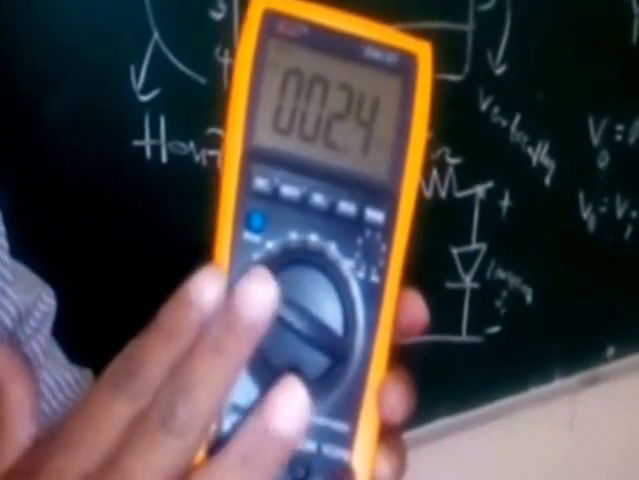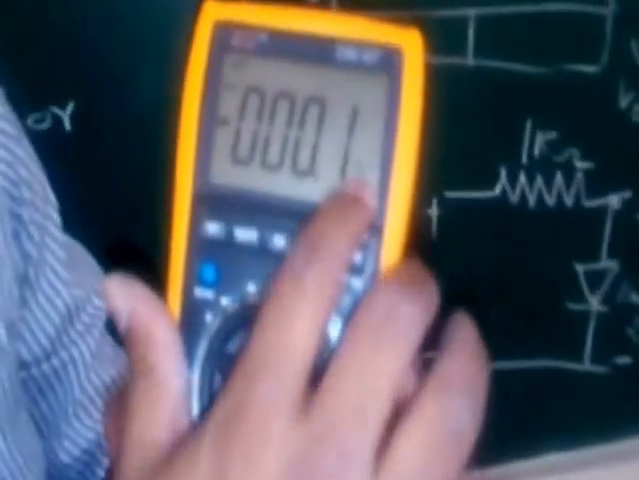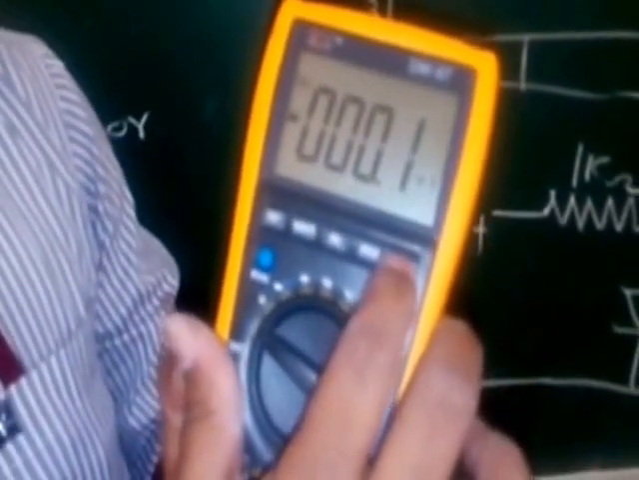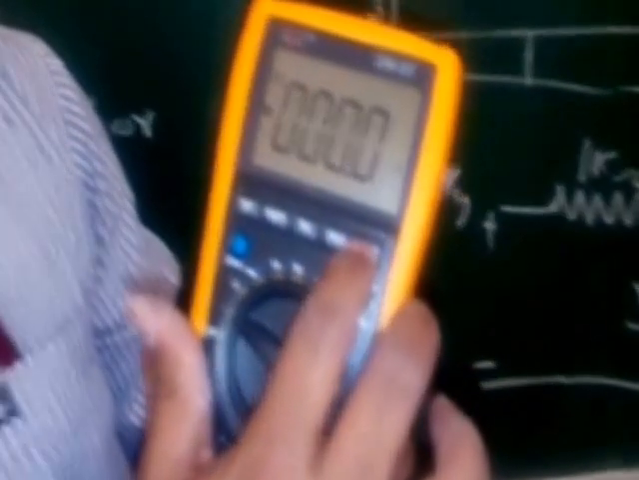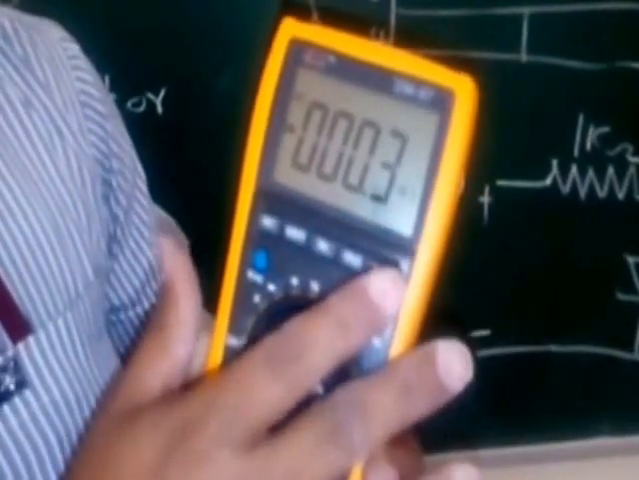We can measure the AC voltage or DC voltage. Here, if you see, it is in millivolts. We can change this by pressing this range button. So now it is in volts. It is in volts, it will be in millivolts. Like that, according to our application, we can use this.